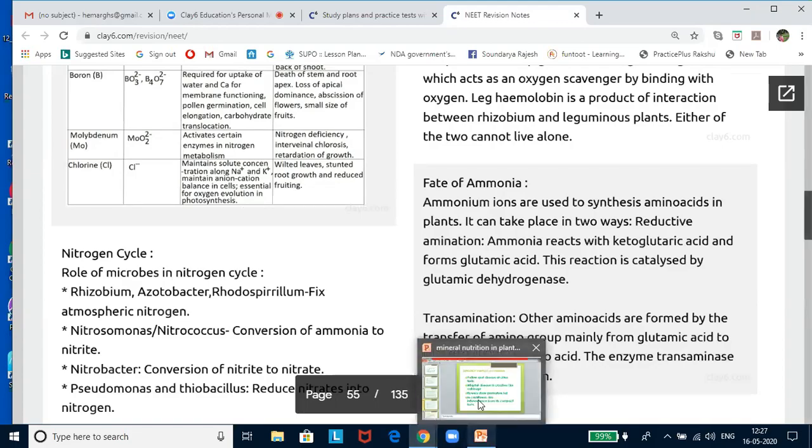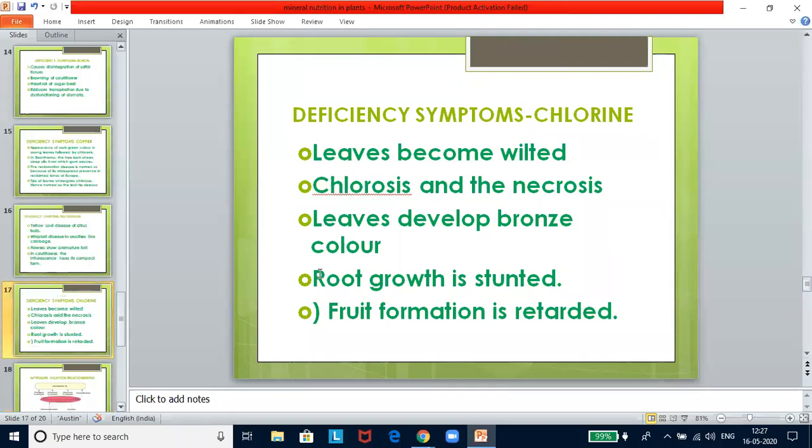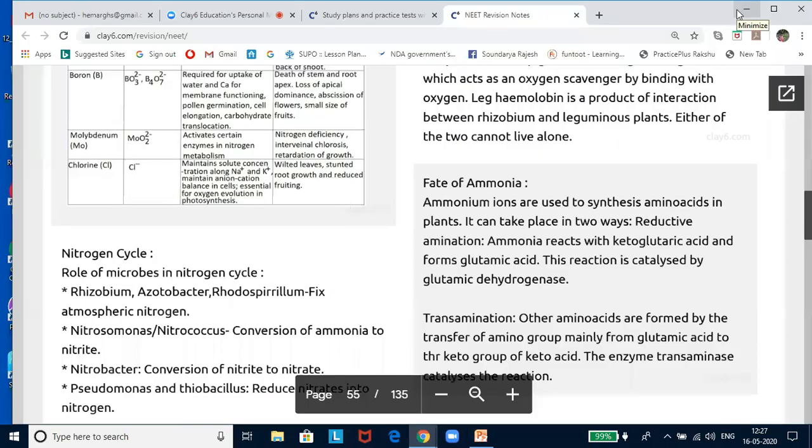Now let us look into the deficiency symptoms of chlorine. So leaves become wilted, chlorosis and necrosis are seen. Leaves develop bronze coloration. Root growth is stunted and fruit formation is retarded. So now when you look at all the symptoms, most of them have to do with the growth of the plants and the physiology of the plants. So these elements take an active role and that's why these are called essential elements.